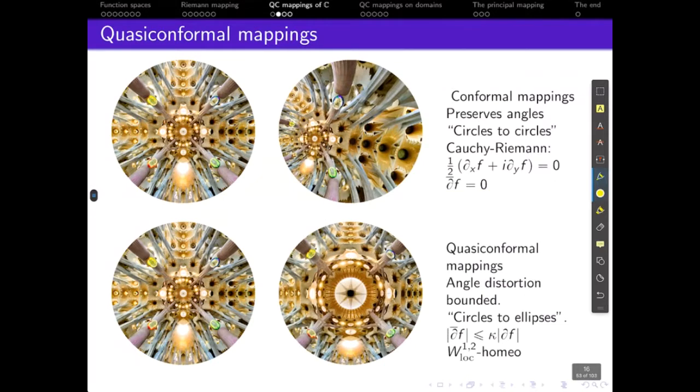Okay, what are quasiconformal mappings? Quasiconformal mappings have the distortion bounded, the angle distortion bounded. So the idea is that infinitesimal circles are mapped to infinitesimal ellipses. Okay, and the exact way to control this will be this equation here. Delta bar F is smaller or equal than kappa times delta of F in absolute value. Okay, and we also ask that it's a Sobolev homeomorphism.